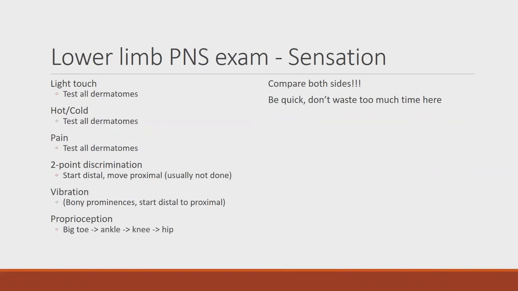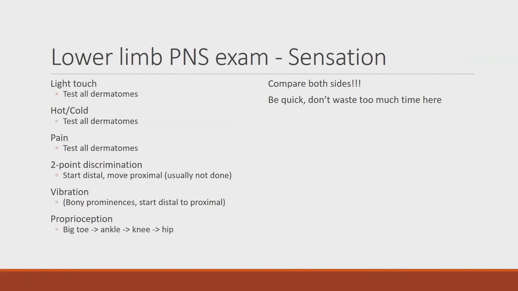Oh, sorry. I should really point out, 2-point discrimination, you start distally, move proximally. They didn't get us to do it, but they might get you guys to do it. Vibration, you do it on the bony prominences, like at the MTP joint of your big toe. And if that doesn't work, then go to one of the malleoli. If that doesn't work, go to your knee, your patella. If that doesn't work, go to the ASIS. But you always start distally, move proximally.